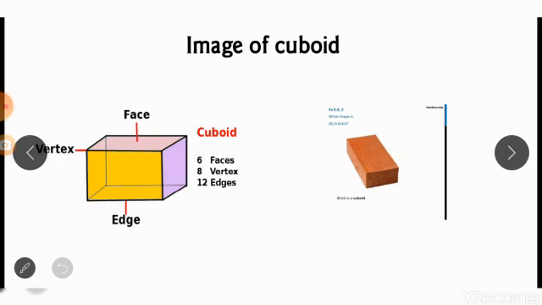The first thing: you are viewing three faces in this cuboid, and in the brick also you are getting three sides: face 1, face 2 and face 3. But the exact number of faces for a cuboid is 6 faces and 8 vertices.